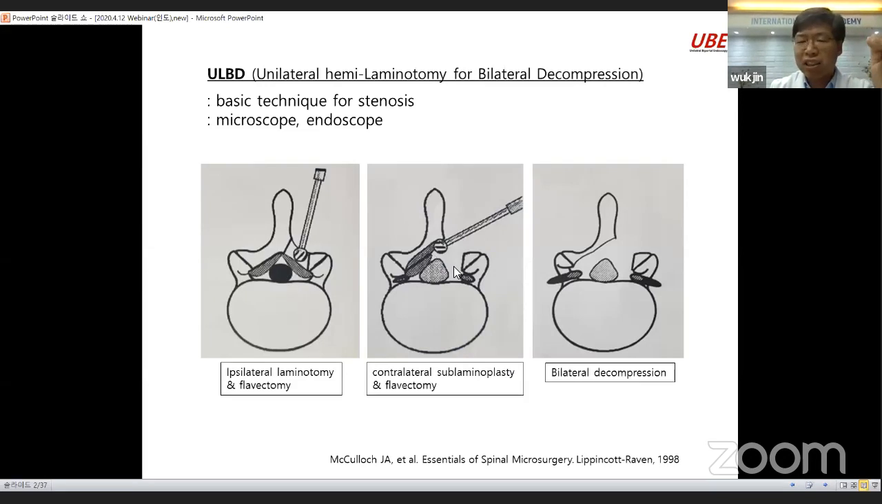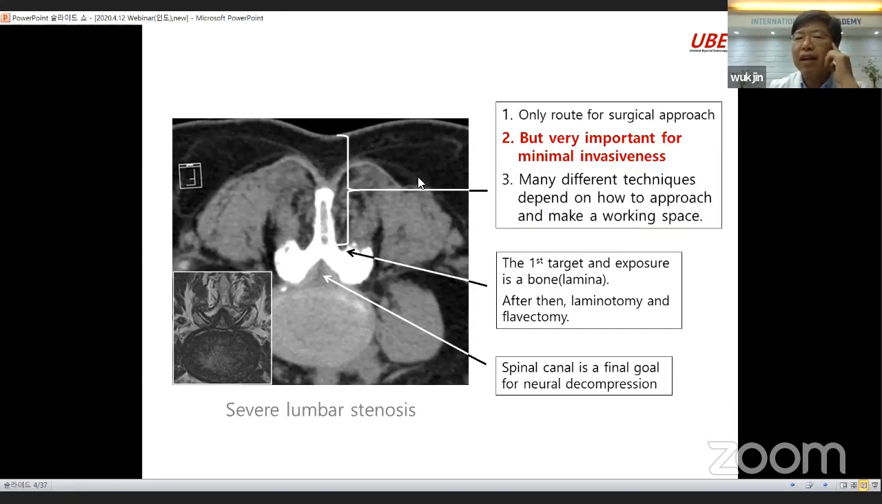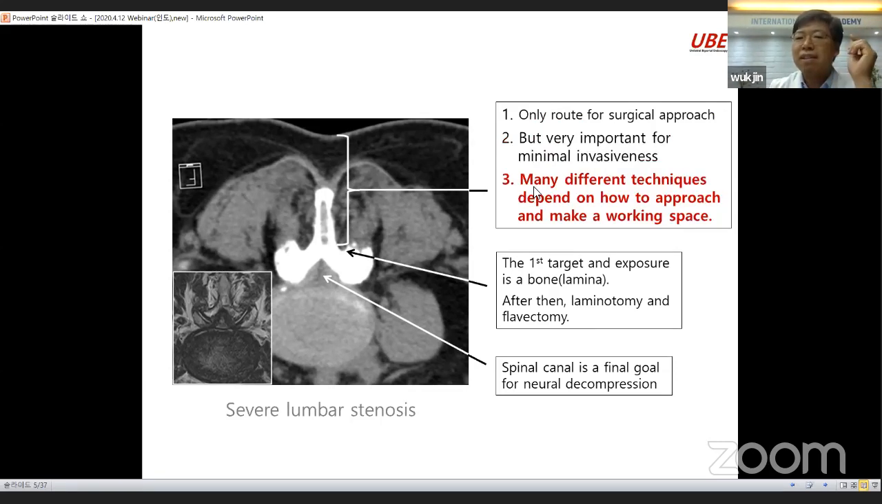All papers and textbooks describe just the bone work and flavectomy. But let's think about this side. The initial target point, first target and exposure, is only bone work and discectomy. But we should think about this area, from the skin to the paraspinal muscle. We think this is only a route for surgical approach, but I think this is very important for minimal invasiveness. And there are so many different techniques, depending on how to approach and make a working space.